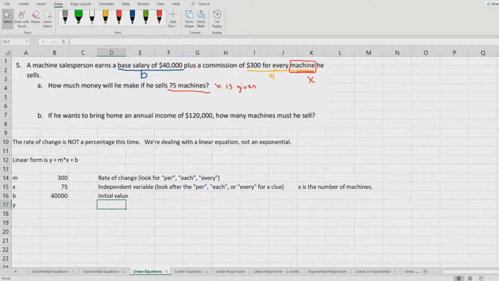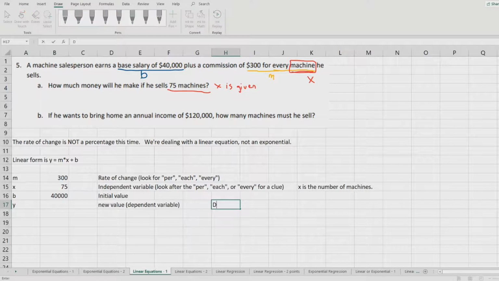Now y is going to be our new value, also called the dependent variable. Now, the dependent variable is called dependent because it depends on the x. So as x changes, that causes y to change. So in the y box, let's enter our linear form here. We'll say equals m multiply by x add b.